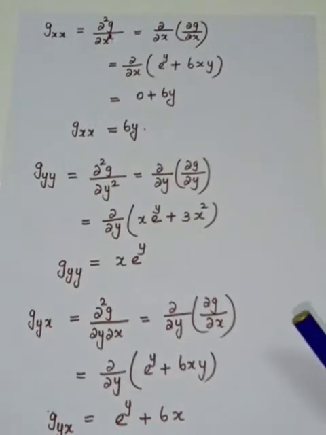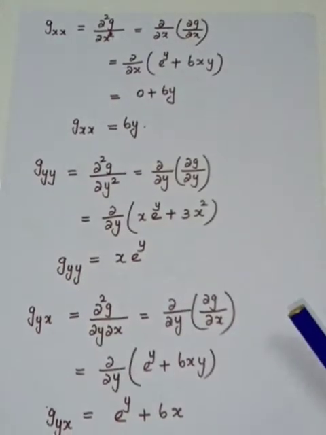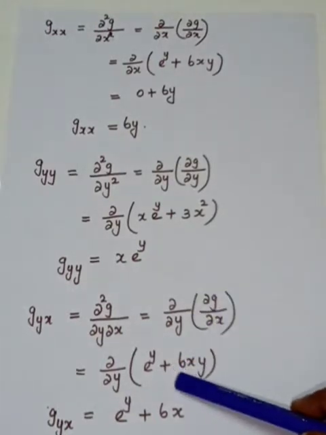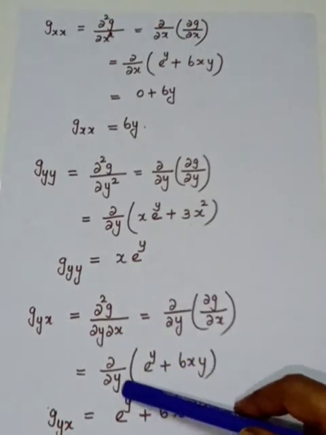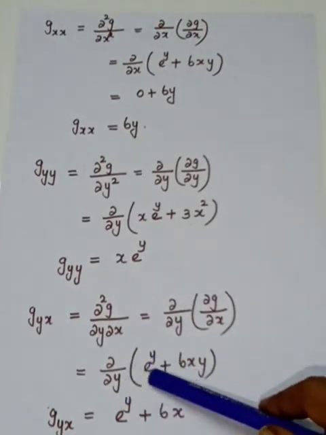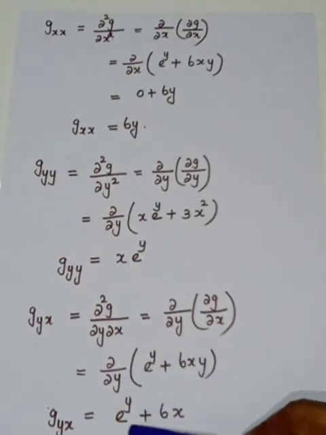What is asked? gyx. Okay. So gyx, how will it be written? Dou squared g by dou y dou x. So it is equal to dou by dou y of dou g by dou x. First what you have to do? Dou g by dou x is substituted here. This has to be differentiated partially with respect to y. Okay, e power y. The differentiation is e power y.